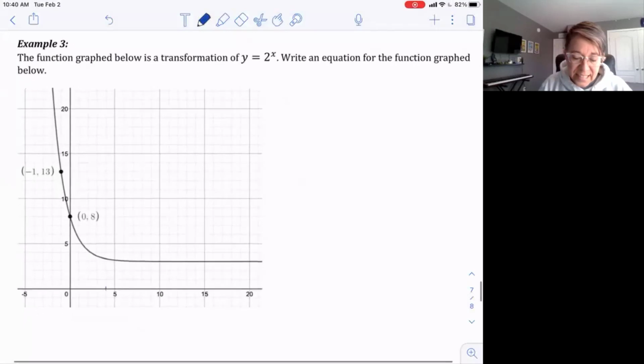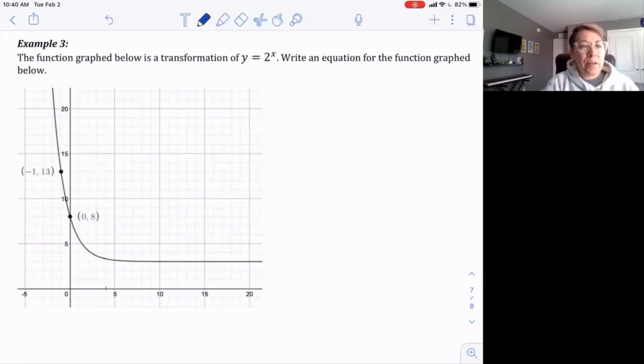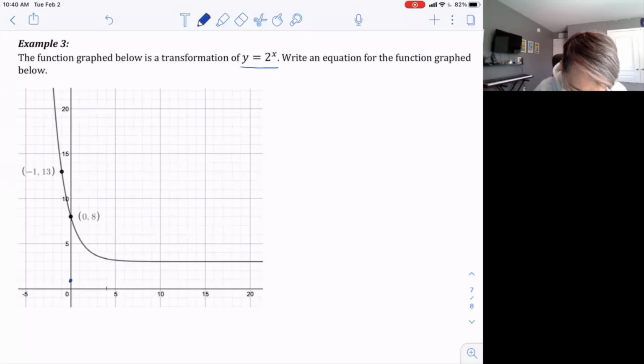All right, on this last example, they're giving us a function that's graphed here, and it's a transformation of this parent function, y equals 2 to the x. Well, if we were to graph that parent function 2 to the power of x, it would be an increasing function. We would get 0, 1, 1, 2, 3, 8, and so forth. But we know it's not increasing, it's decreasing. So all of our x values have changed their signs. In other words, it's being reflected across the y-axis.